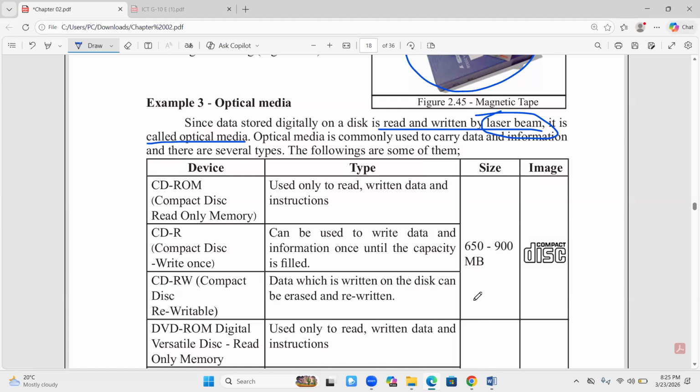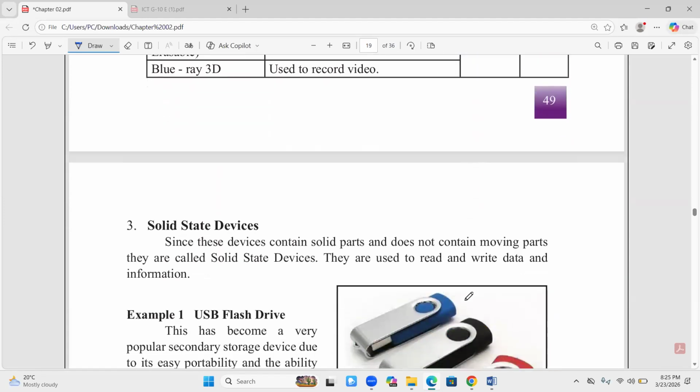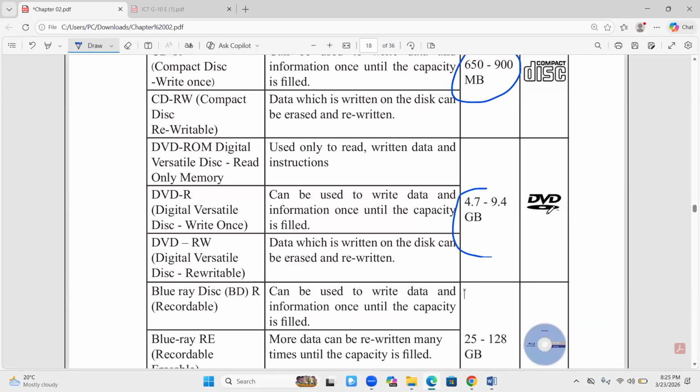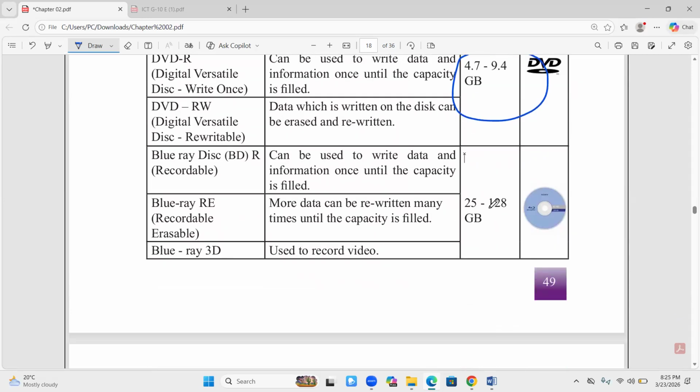CD, DVD, and Blu-ray disc are the main examples for the optical devices, right? So the most important thing is the capacity of these devices. That means CD, DVD, and Blu-ray disc. CDs are with 650 to 900 MB, the DVD with 4.7 to 9.4 GB, and in Blu-ray disc we have 25 to 128 GB.